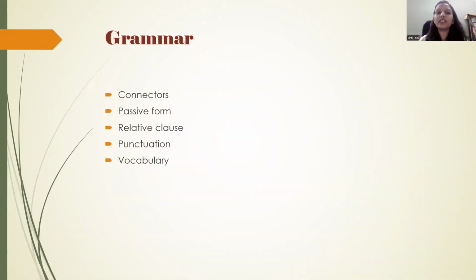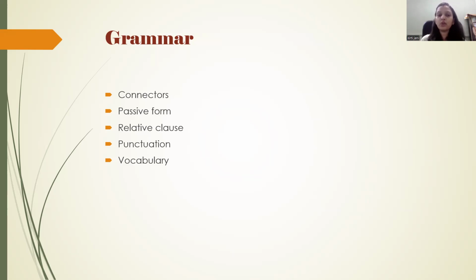And the last criterion is grammar, about which the majority of students are concerned. Ma'am, my grammar is not appropriate. I don't know tenses. I don't know passive voice. I don't know relative clauses. It is okay. This is only one criterion out of these many things. Of course, you need to sharpen your weak areas, but understand that this is not the end of the story. There are a lot of other things that you can work on till you improve your grammar.